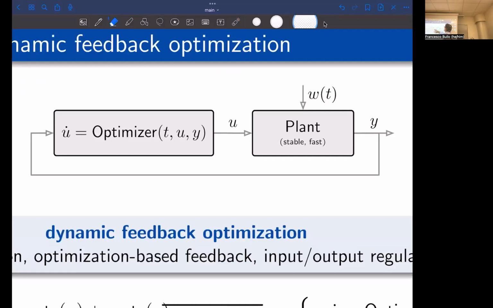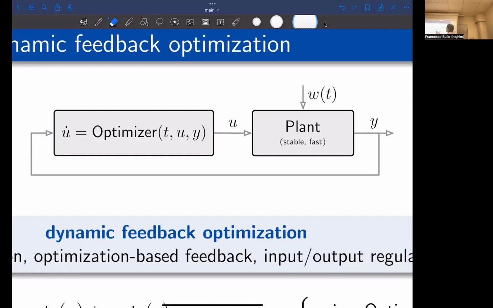In any case, there is a signal. Here it's called U, but I could have a difference. If it's a reference signal, maybe I should be calling it R. It doesn't matter. I have a signal U that affects the plant. The plant is subject to a disturbance. The disturbance does not happen at the fast time scale. It happens at the slower time scale. And I get an output Y.